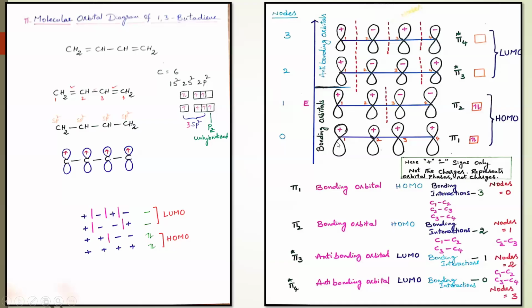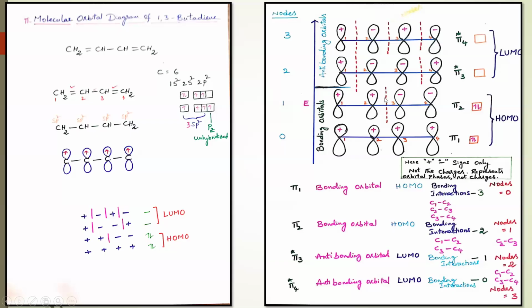Right. Coming to the pi 1 level, there are no nodal planes. All are bonding interactions, so I put a plus sign above the lobes. So bonding interactions between C1, C2, C2, C3, C3, C4. So there are 3 bonding interactions and 0 nodal planes. Now, coming to the pi 2 bonding orbital, the energy increases compared to pi 1. So, if energy increases, the nodal planes increase. That's why one nodal plane is put in the center.